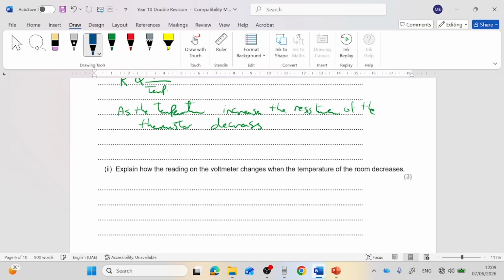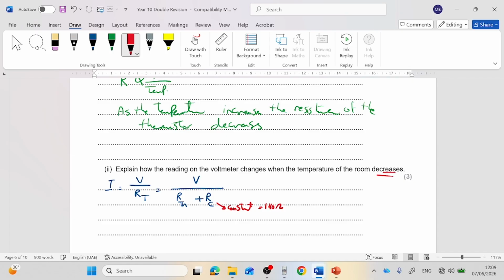According to Ohm's law, I is equal to V, which is the voltage over the total resistance. And pay attention to the word total resistance. How many resistors do we have in this circuit? We have two. The first one is the resistance of the thermistor. And the second one is the fixed resistance or the constant resistance. This resistance is constant, so it will not change. It will be 140 ohm.